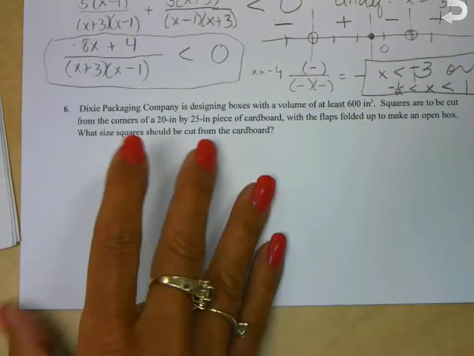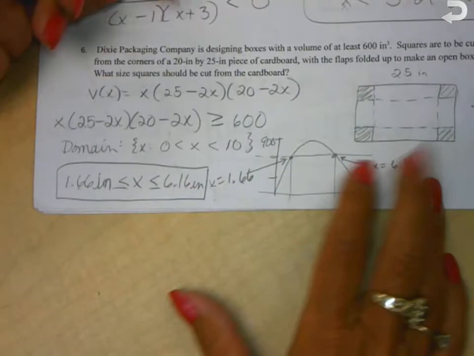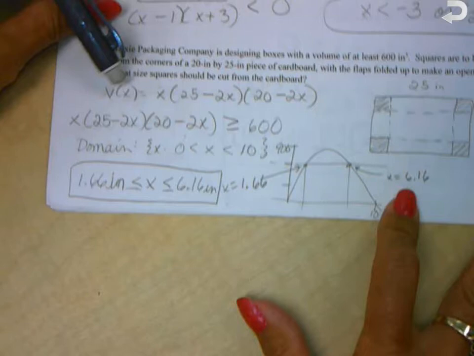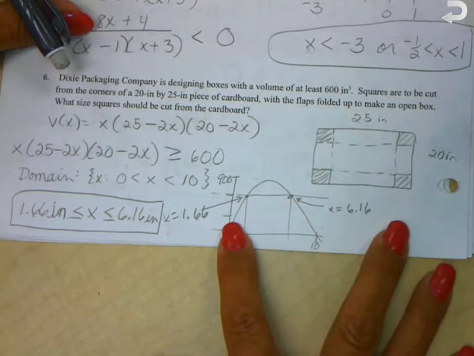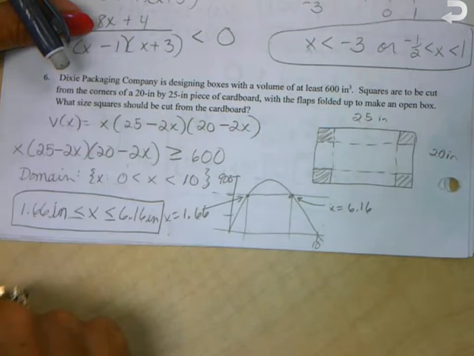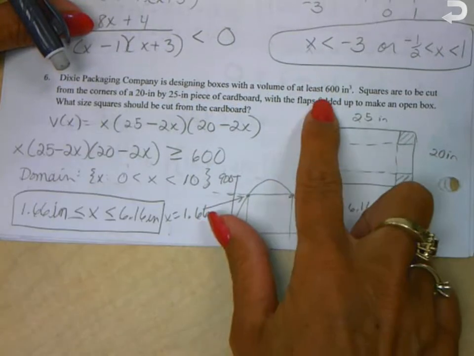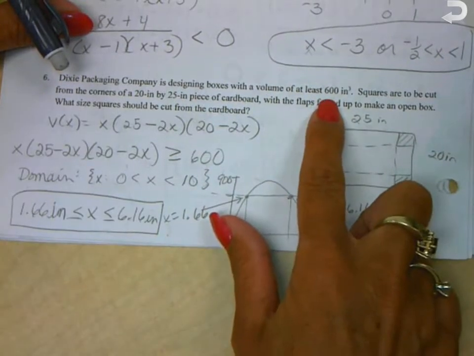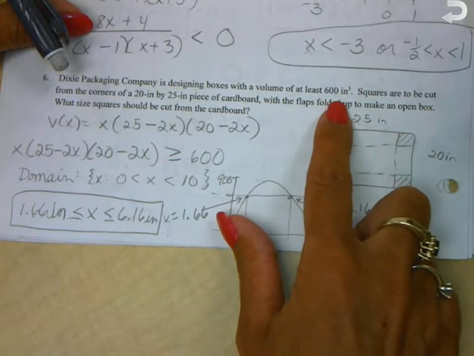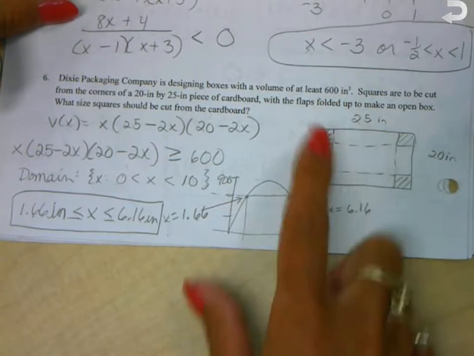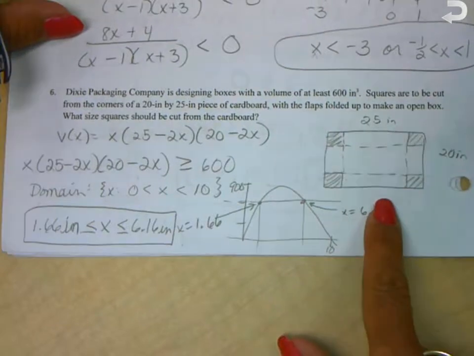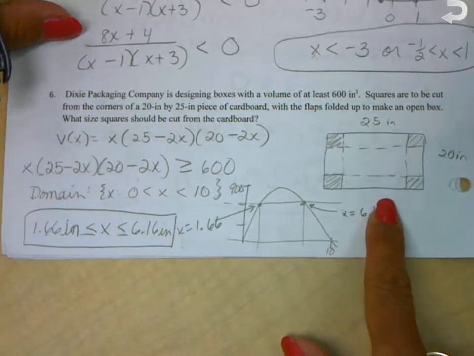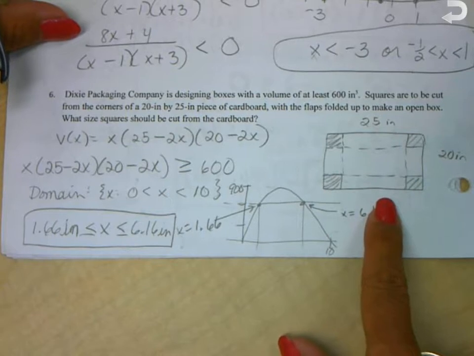On question 6, this is really a question that you have worked on in the past, and I'll show real quickly what the solution is for this by showing the worked out note pack. So this is kind of a review of something you've already been given questions on and quizzed on. And so I have Dixie Packaging Company wants to have a volume for their package, for their box, and it's going to be an open top box that is at least 600 cubic inches.